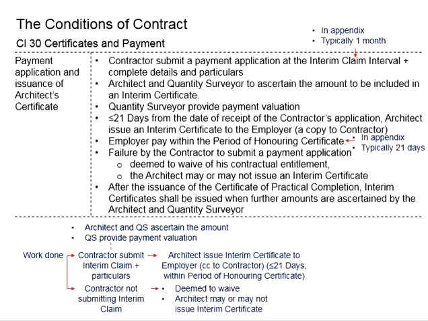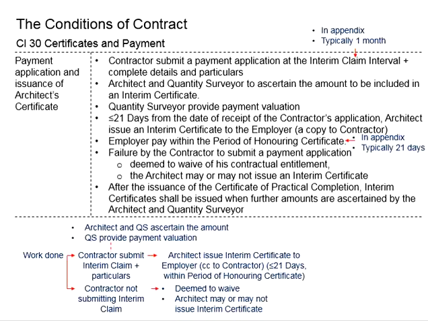So, if you count the durations, after the contractor submits the application to the architect, within 21 days the architect will need to ascertain the amount and issue an interim certificate. And then, within the period of honoring certificate, which is another 21 days, the employer will need to pay the contractor. The maximum duration from the submission of the application by the contractor until receiving the payment shall be equal to 21 days plus 21 days, 42 days.